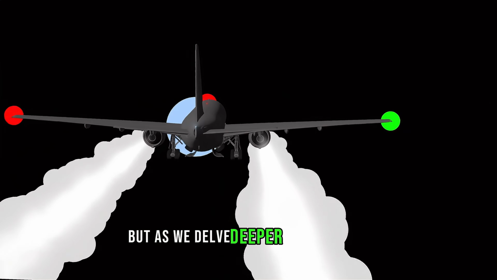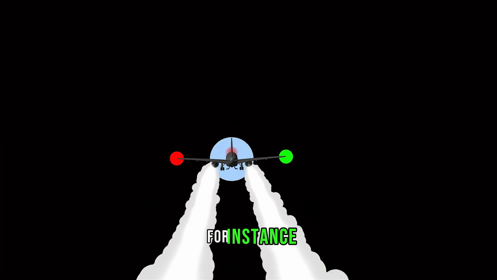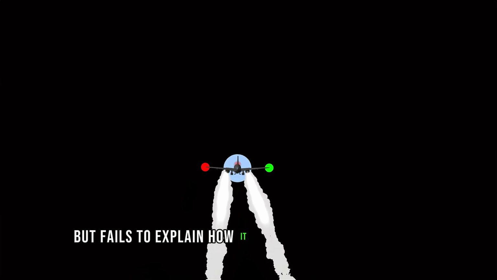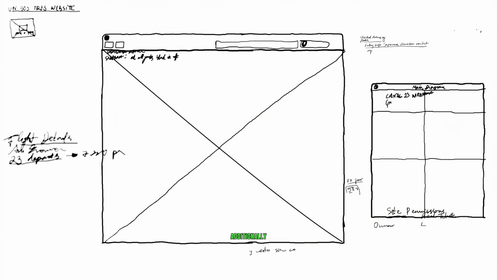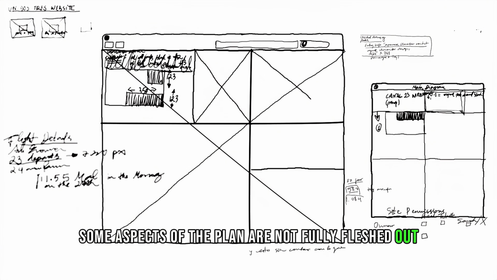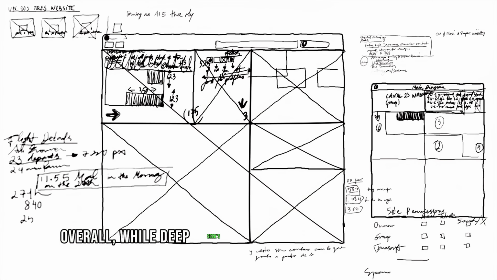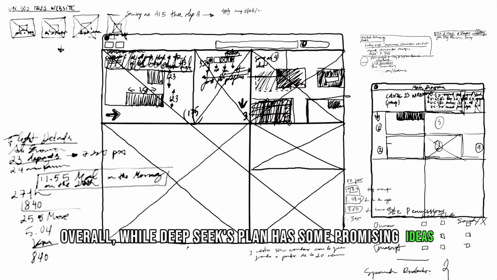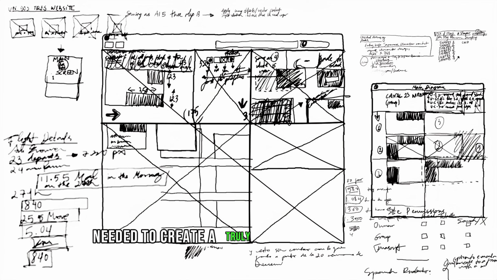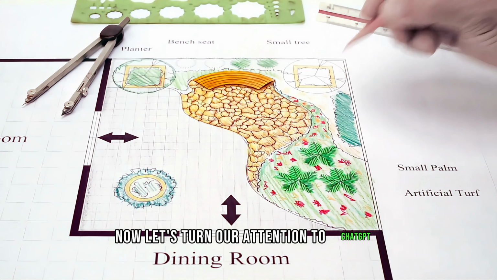But as we delve deeper into the plan, we notice some inconsistencies. For instance, the system mentions the creation of a spinner, but fails to explain how it would be used in the game. Additionally, some aspects of the plan are not fully fleshed out, leaving us with more questions than answers. Overall, while DeepSeek's plan has some promising ideas, it lacks the level of detail and cohesion needed to create a truly immersive board game. Now, let's turn our attention to ChatGPT.